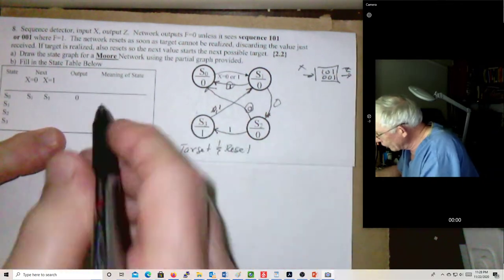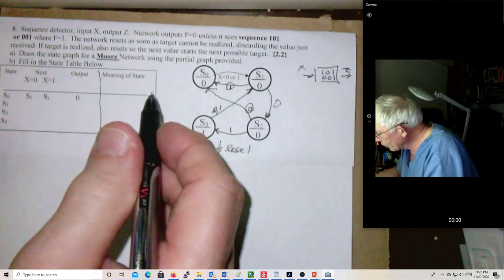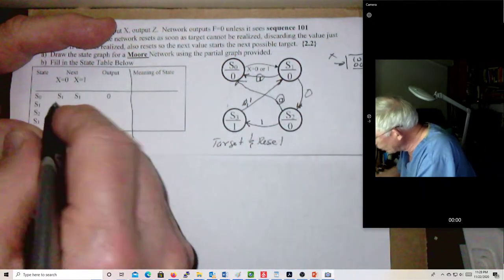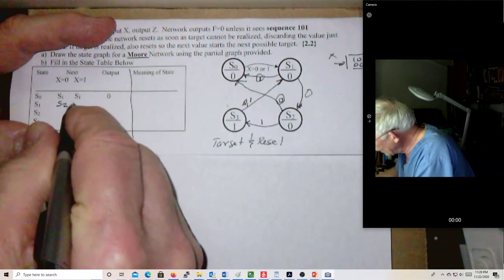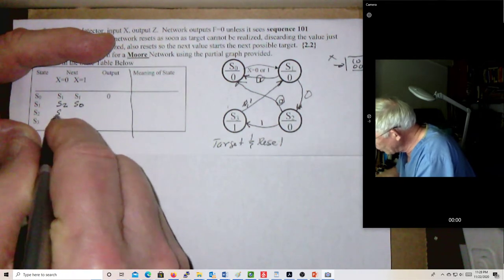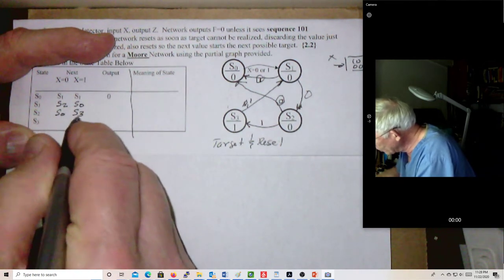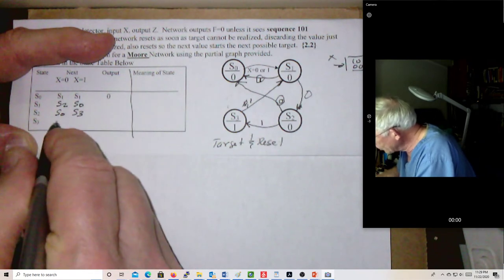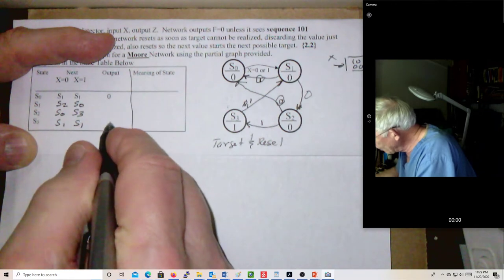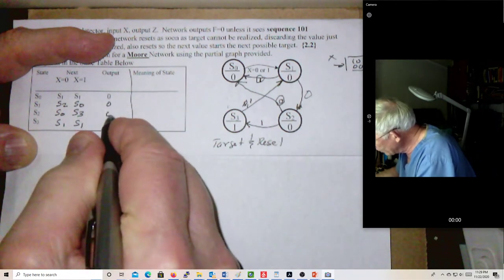All right, so if we do the meanings, so if we write these out, from S0, either way we're going to S1. From S1 on a 0, we're going to S2, and on a 1, we're going to S0. From S2, on a 0, we're going back to S0, but on a 1, we're going to S3. From S3, regardless, we're going to S1. Here, we're going to output a 1, and everywhere else, a 0.